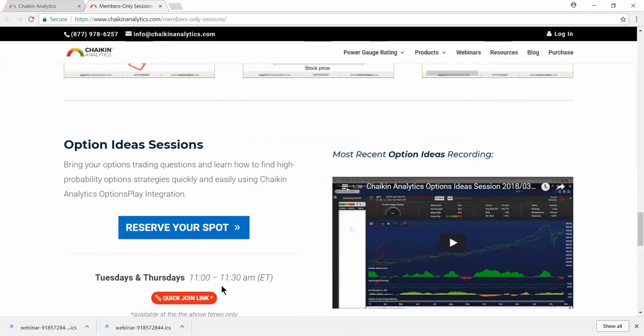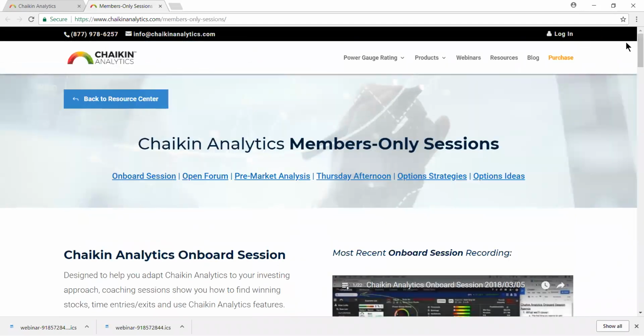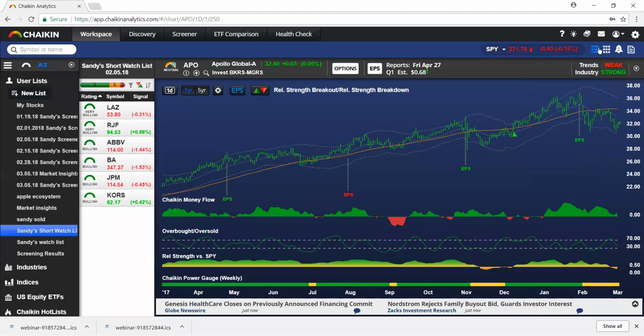So if you're trading options and want to use the options play overlay, which is integrated with Chaikin, just go right here, reserve your spot, and you'll get the login credentials. So again, go to this members only panel up here on the top right of the workstation. Where was it? Here, product resources, that little stack of books.